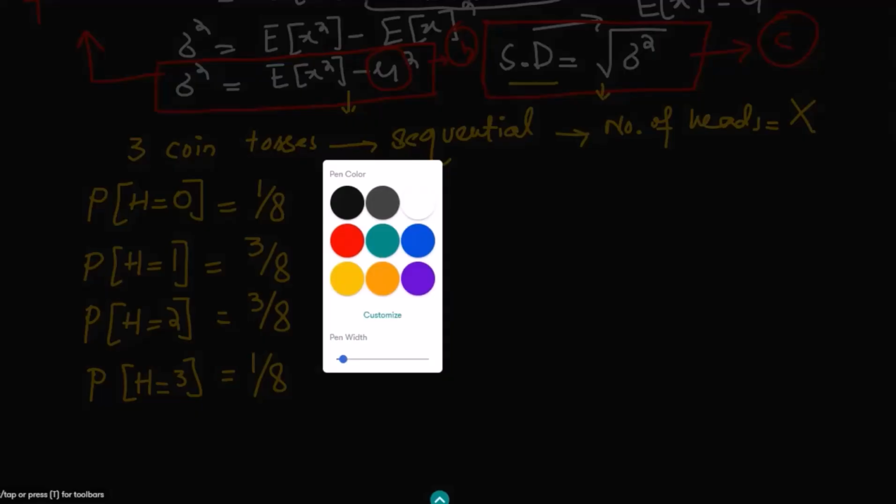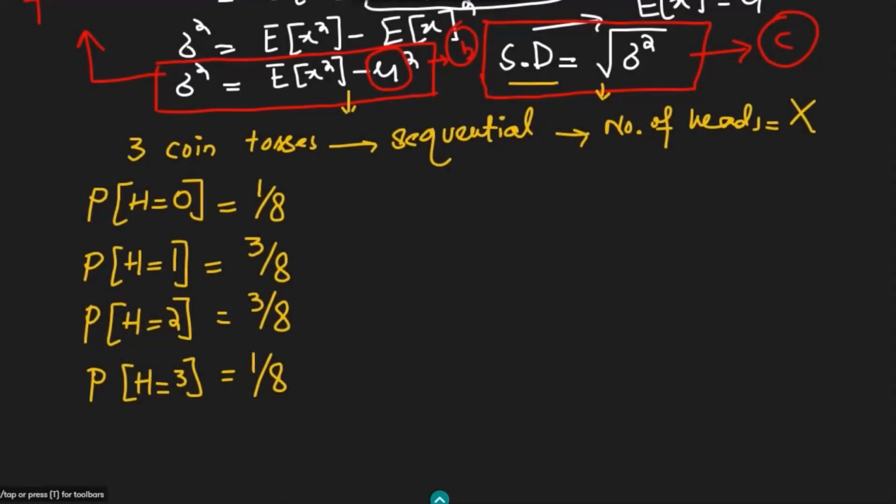We have also found in our previous videos that the expected value of the number of heads here is 1.5. What we have to find out today is the variance of this random variable.